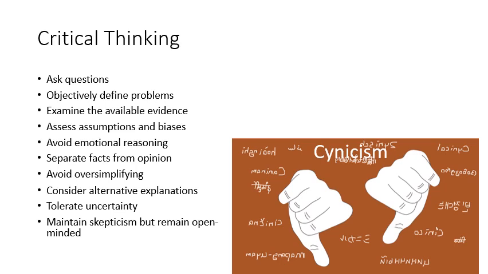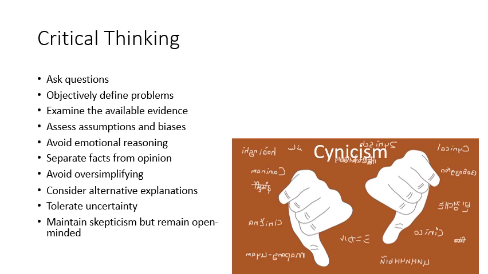Objectively defining problems, so stepping outside of subjective experiences, stepping outside of our own experience, and objectively, as an outsider, defining it as if we don't have a personal involvement. Examining the evidence available. So we're not going to imagine things. We're going to look and see what's actually before our eyes. We will assess our assumptions and biases, no matter how much we want the results of our study to support our hypothesis. We're going to step back from that and just look at the evidence and not make assumptions that might not be accurate. Avoiding emotional reasoning is part of that.